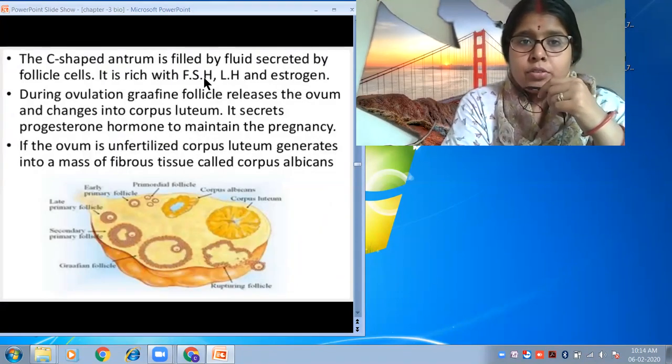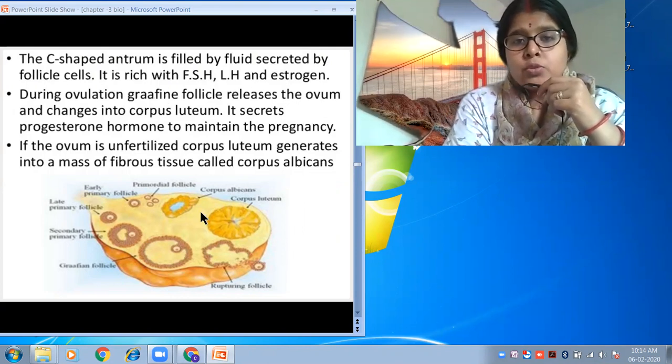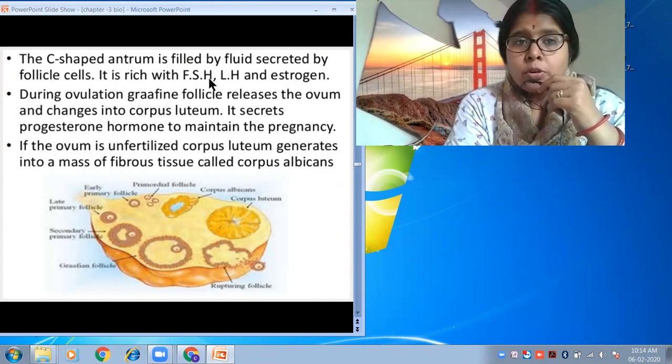The C-shaped antrum fluid is secreted by the follicle under the influence of FSH and LH hormones and estrogen. The antrum is rich in FSH. FSH means follicle stimulating hormone, LH means luteinizing hormone, and then estrogen is also secreted. During ovulation, the Graafian follicle releases the ovum.